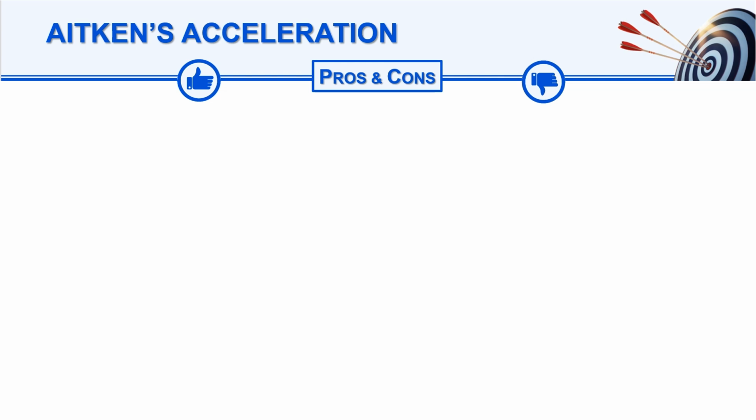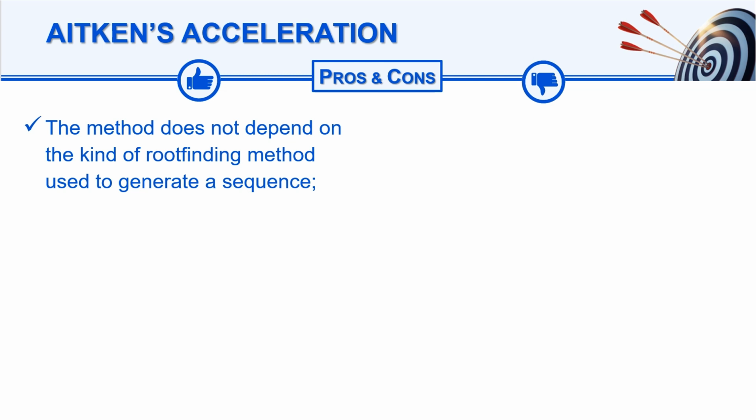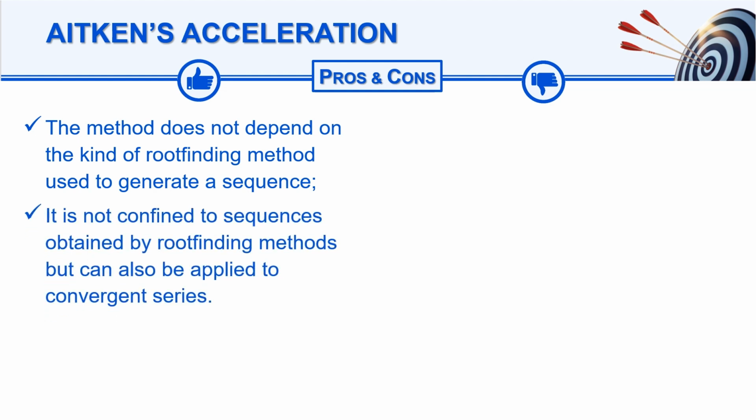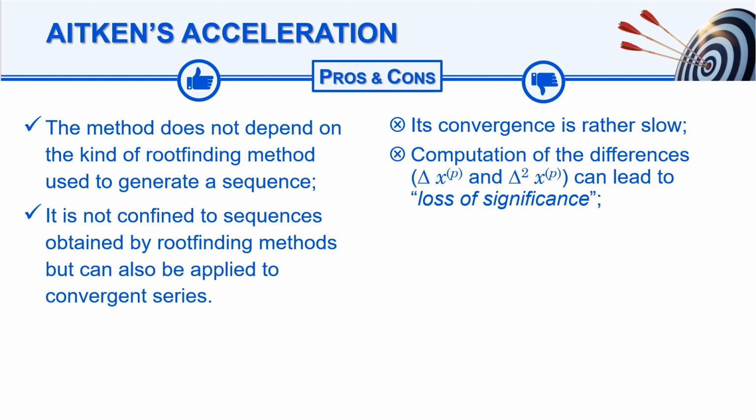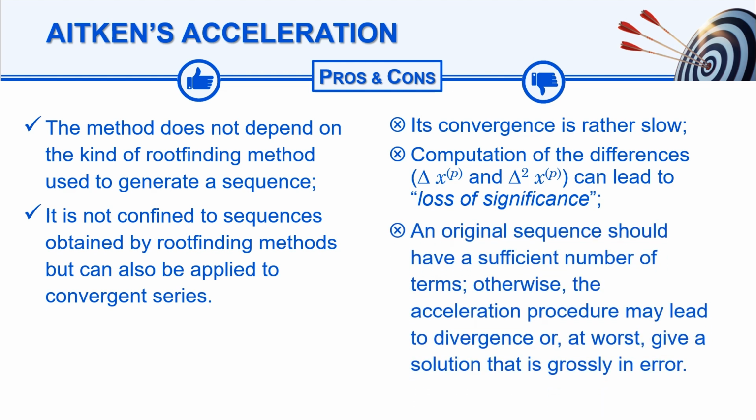The advantages of Aitken's method are: the method does not depend on the kind of root-finding method used to generate a sequence. It is not confined to sequences obtained by root-finding methods, but can also be applied to convergent series. The disadvantages of Aitken's method are: its convergence is rather slow. Computation of the differences, delta x_p and delta squared x_p, can lead to loss of significance. An original sequence should have a sufficient number of terms. Otherwise, the acceleration procedure may lead to divergence or, at worst, give a solution that is grossly in error.